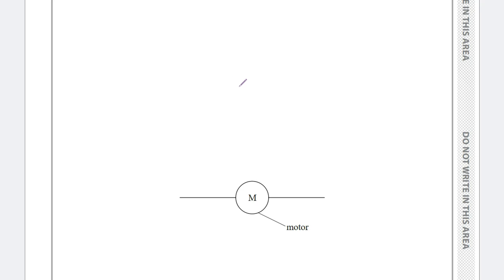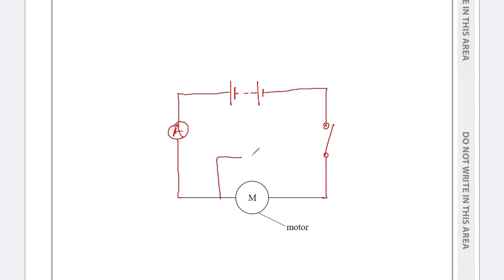So the question clearly said there was a battery. So this is the symbol for a battery, a collection of cells, and you need an ammeter here, has to be in series, and a switch as well, right? So there has to be a switch, and you have to place a voltmeter in parallel with the motor. There you go. This is your circuit diagram.